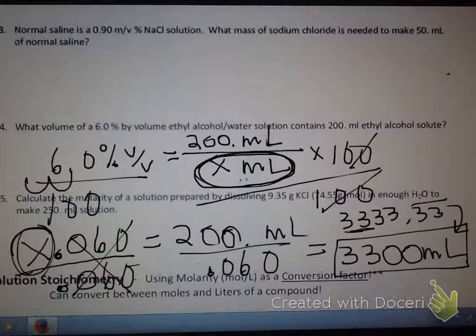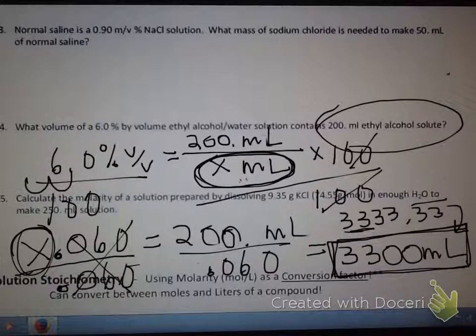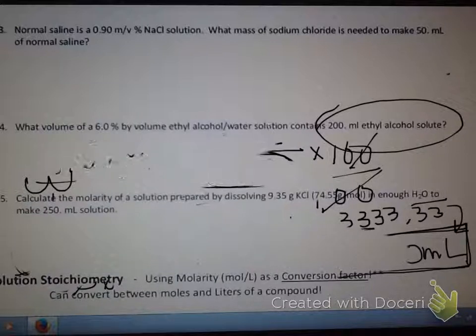All right. So what does that mean? Okay. Let's say that you have a 6% solution of ethyl alcohol in water. If you wanted to get 200 milliliters of the ethyl alcohol solute into a vessel in the solution form, you would have to pour out 3,300 milliliters of the solution, and it would contain 200 milliliters of that ethyl alcohol. All right? That's what that means. Let's look at the next one.